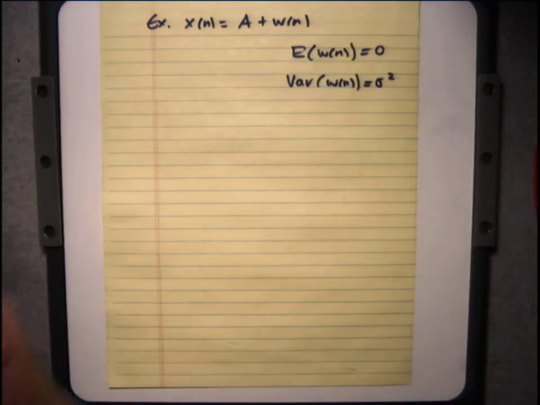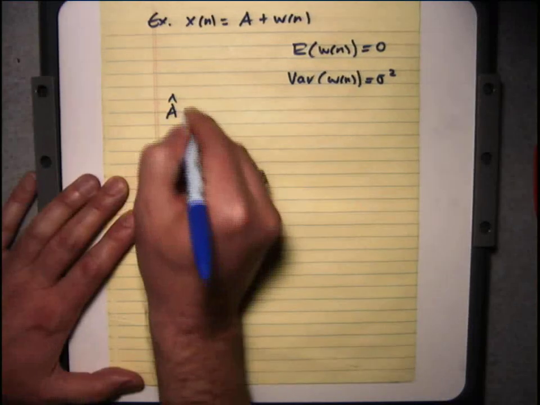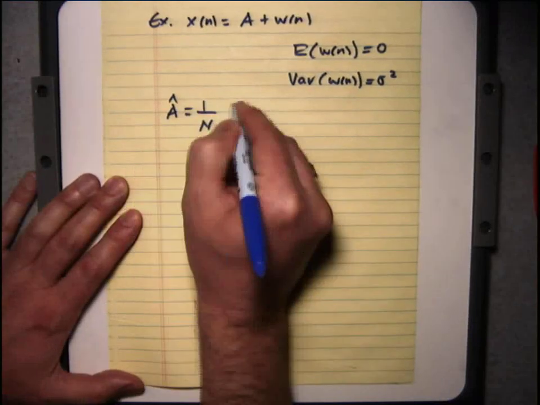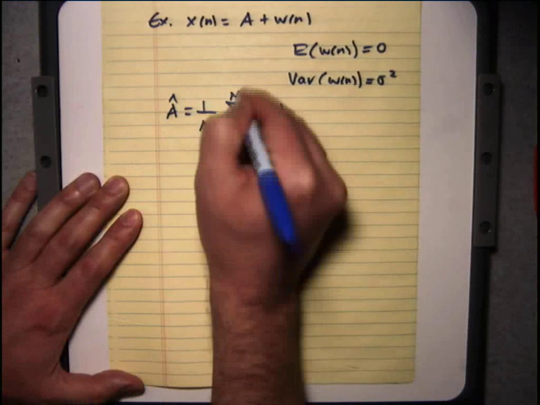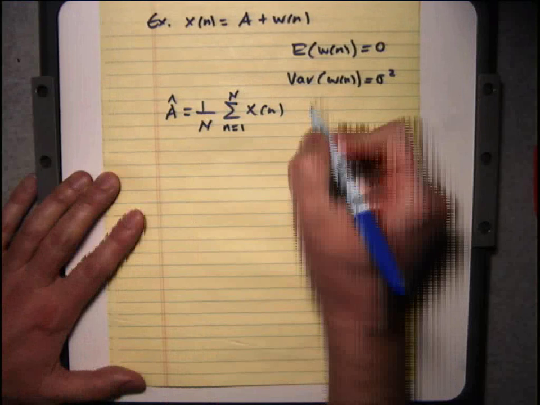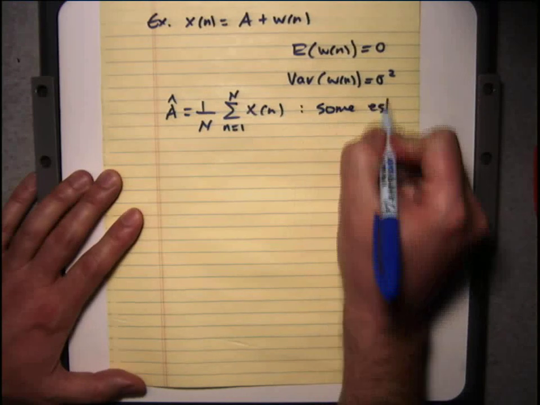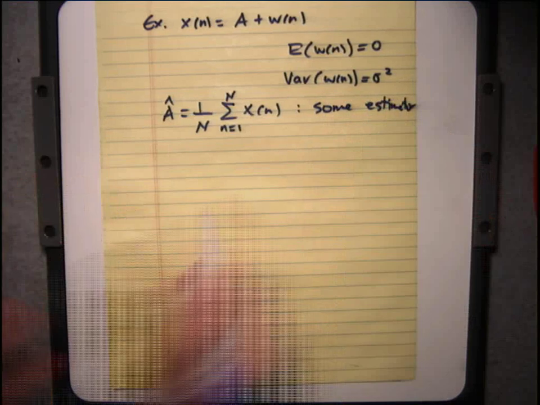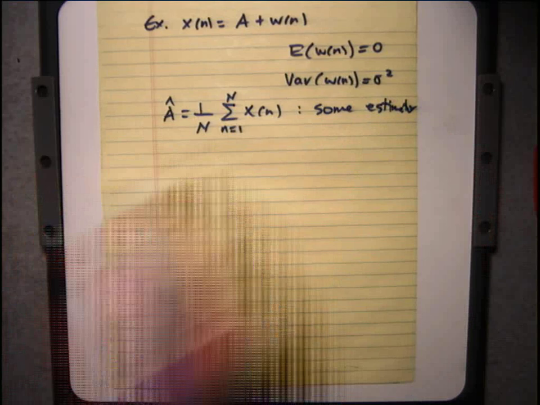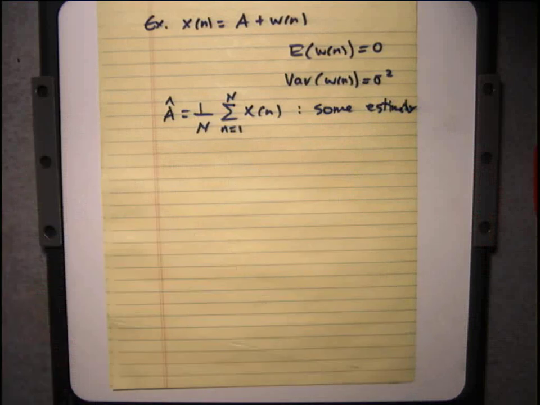Okay, so let's see what happens if I just take this estimator A hat, and I take 1 over N, the summation of x of n, say n equals 1 to capital N. Okay? This is just some estimator. I have not said anything about whether this is a good estimator or a bad estimator. I'm just saying it's an estimator. Now let's study its properties.